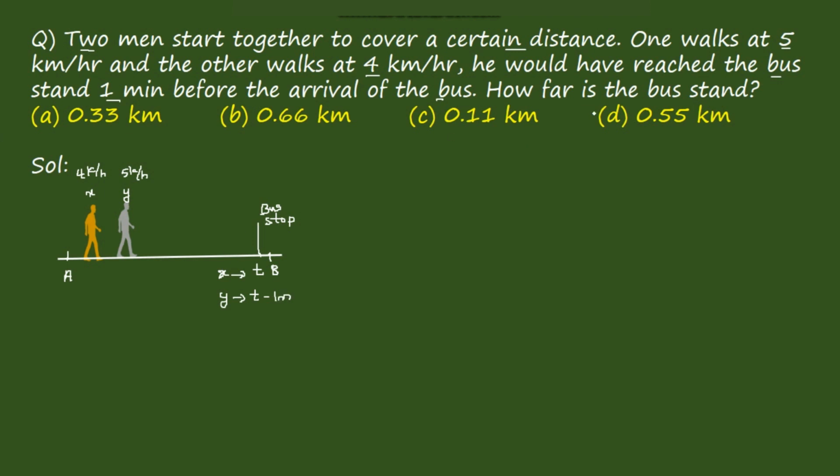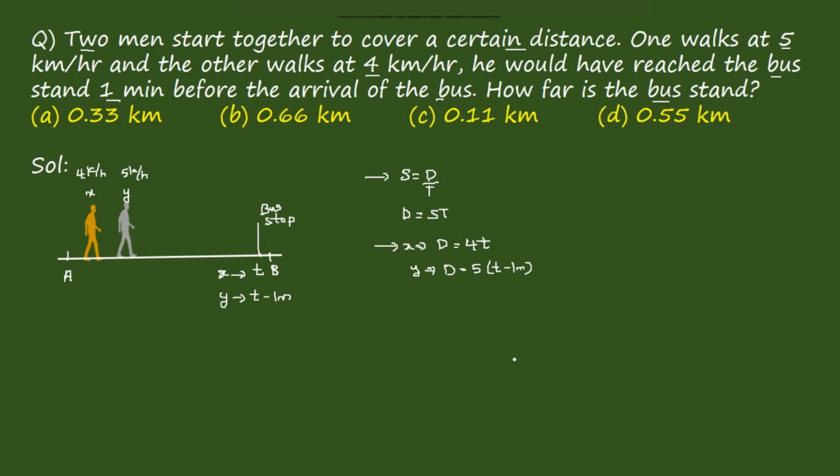Right, again it is saying how far is the bus stand. We have to find the distance of the bus stand. The general thing that we know: speed is equal to distance by time, then distance is equal to speed into time. If you consider X, here distance is d, speed is given as 4 and time taken is t. If you consider Y, here distance is d, speed is given as 5 and time taken is t minus 1 minute.